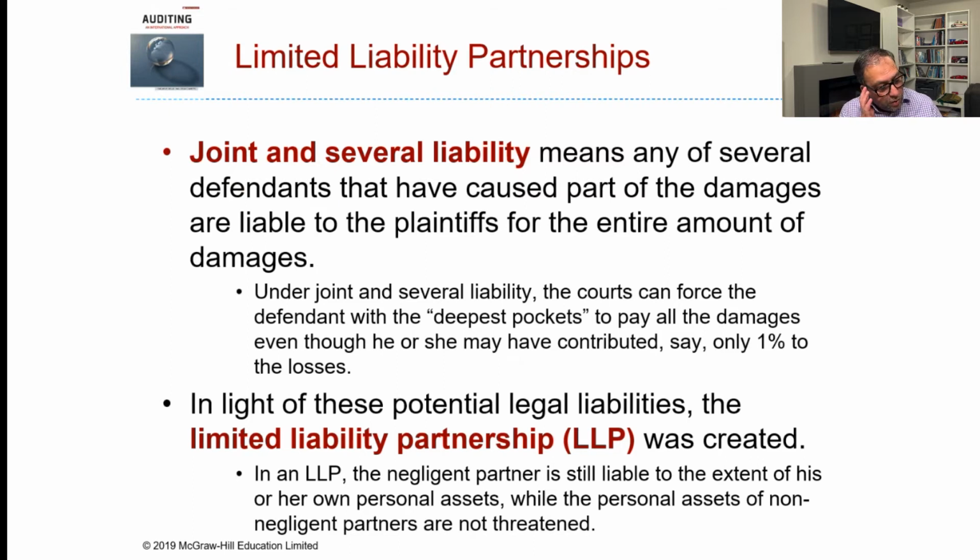Joint and several liabilities. Joint and several liabilities means that any of the several defendants that have caused part of the damage are liable to the plaintiff for the entire amount of the damage. Under joint and several liability, the court can force the defendant with the deepest pocket to pay all the damages, even though he or she may have contributed, say, only 1% to the loss. In light of these potential legal liabilities, the limited liability partnership was created. In an LLP, the negligent partner is still liable to the extent of his or her own personal assets, while the personal assets of non-negligent partners are not threatened.